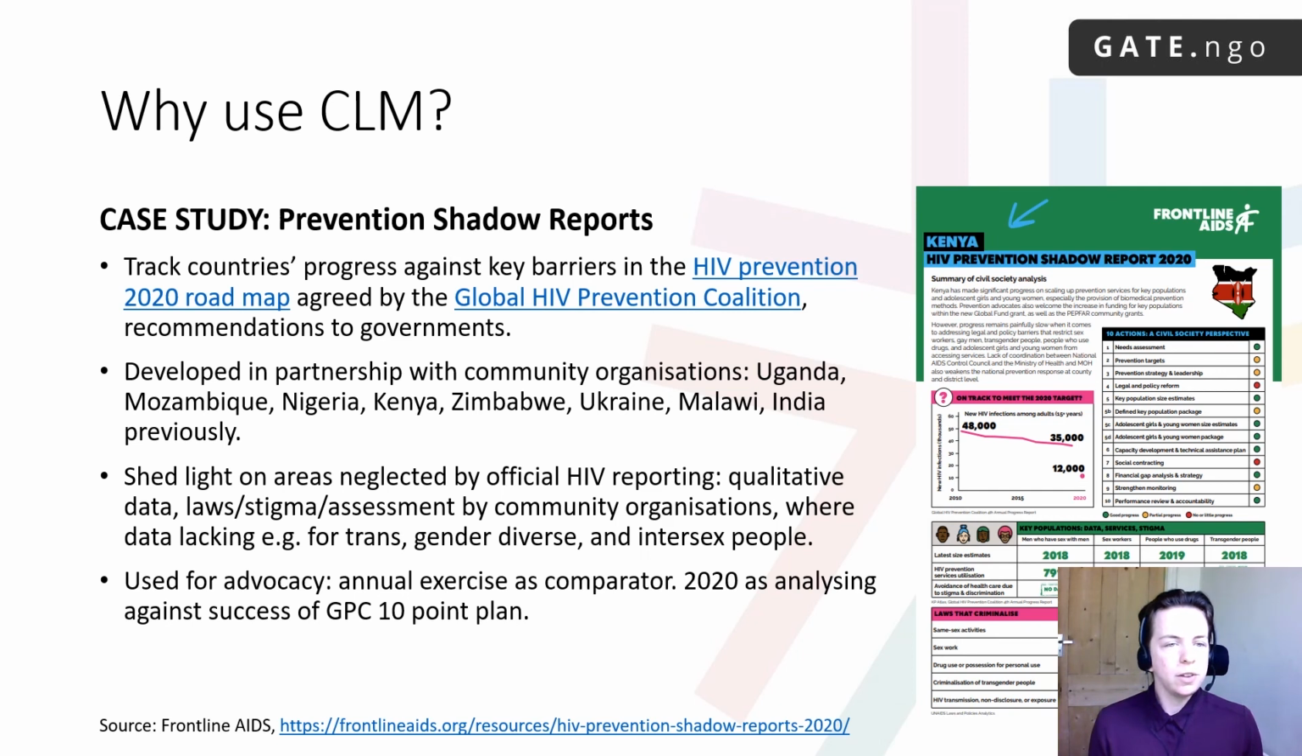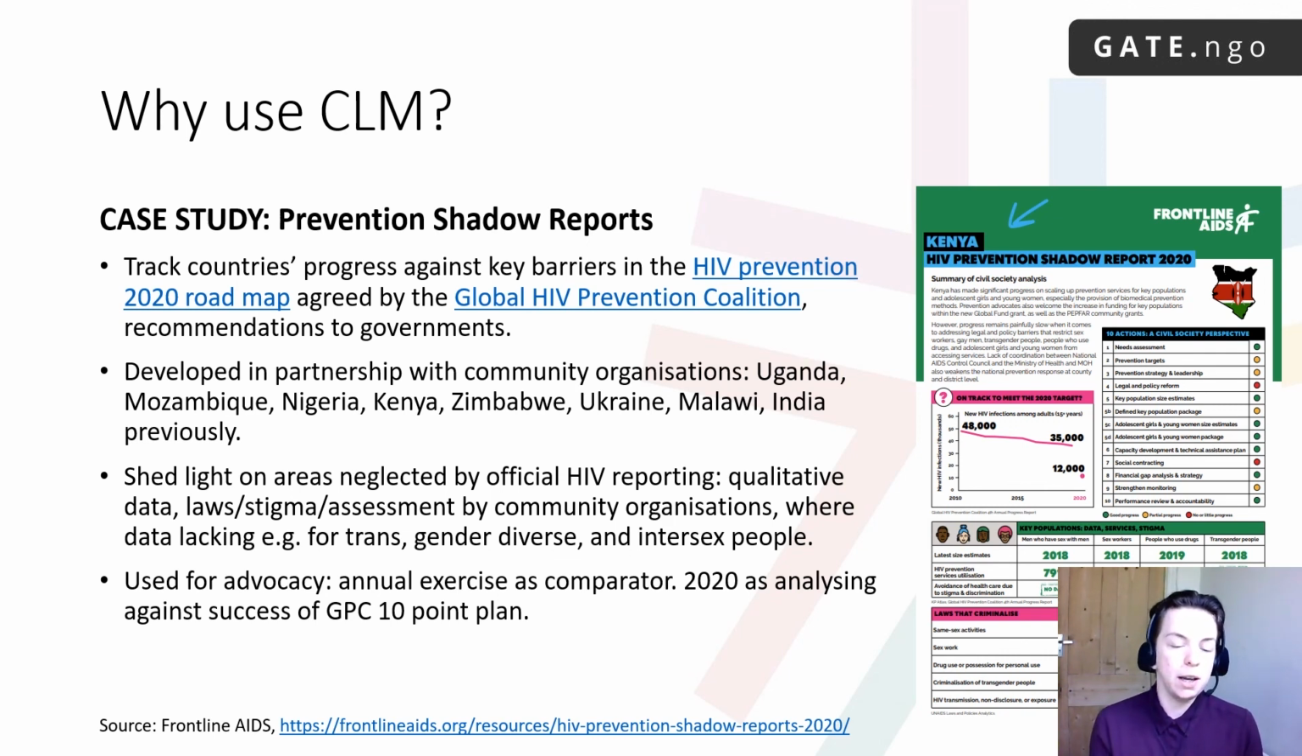So these were focused on high HIV burden countries and were comparing action and commitments made in the 10-point plan from the Global HIV Prevention Coalition. They were developed in partnership with community organisations in several countries, and they focused on areas neglected by the official HIV reporting, so qualitative data around criminalisation and stigma, and where there were gaps in the data, particularly around trans, gender diverse and intersex people. And the data was used very effectively for advocacy.